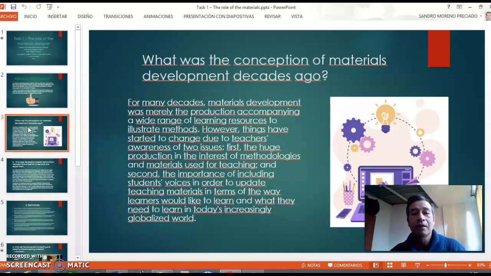The first answer: what was the conception of materials development decades ago? For many decades, materials development was merely the production of accompanying learning resources to illustrate methods. However, things have started to change due to the teacher's awareness of 2 issues. First, the huge production and interest in the methodologies and materials used for teaching. And second, the importance of including student voice in order to update teaching materials in terms of the way learners would like to learn and what they need to learn in today's increasingly globalized world.